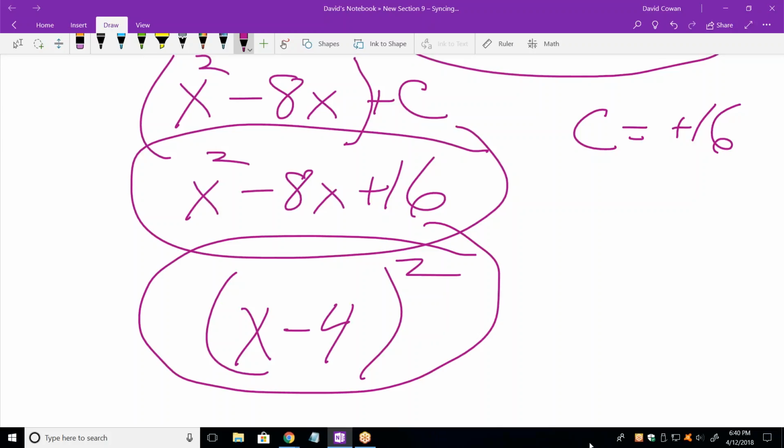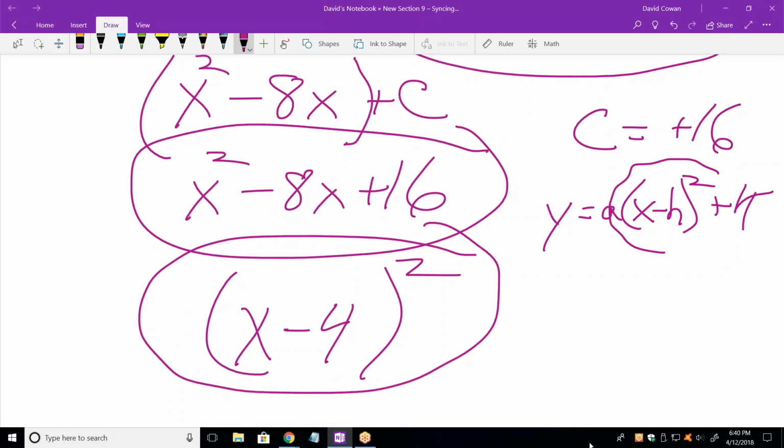There are so many formats like this. There's vertex form, where you have y equals a times x minus h squared plus k. So look at that. You get that from completing the square. Also, your conic sections, your equations for circles and ellipses, you need to complete the square there. There are so many places you need to complete the square. And it's really quite simple. You take half of that number and you square it. Okay, cool. What else you got?